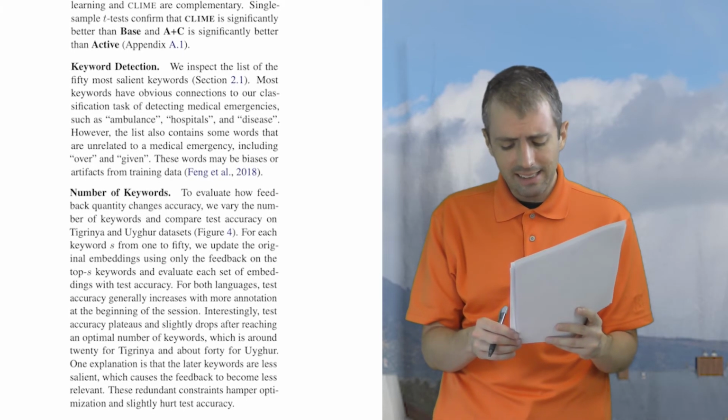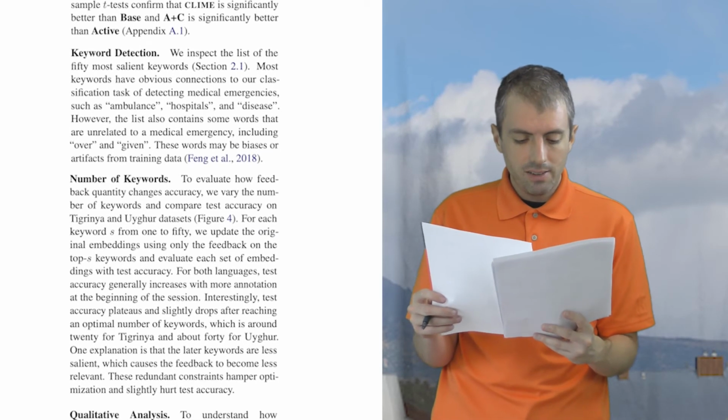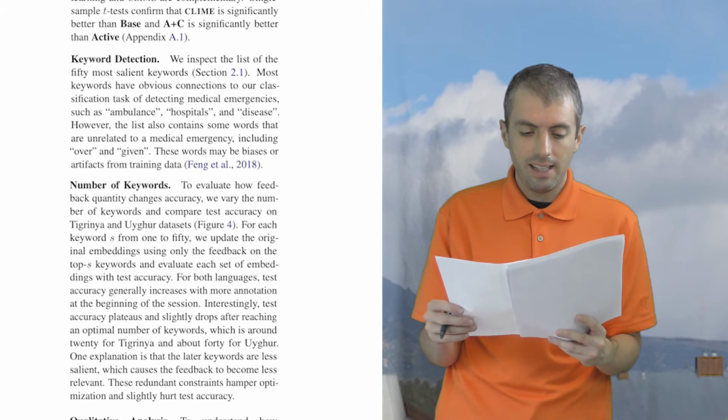One explanation is that the latter keywords are less salient, which causes the feedback to become less relevant. These redundant constraints hamper optimization and slightly hurt test accuracy.